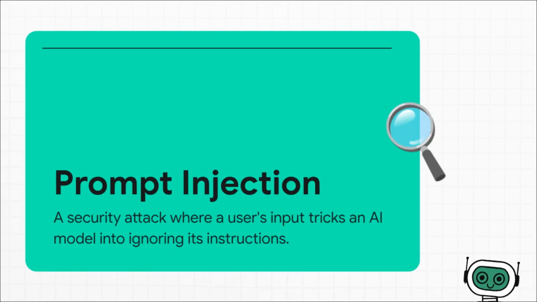So let's give this a proper name. A prompt injection is a security attack where a user's input tricks an AI model into ignoring its original instructions and instead performing some other unauthorized action. The whole point is to hijack what the model is supposed to be doing.